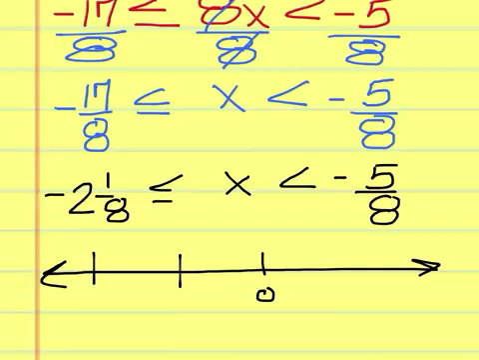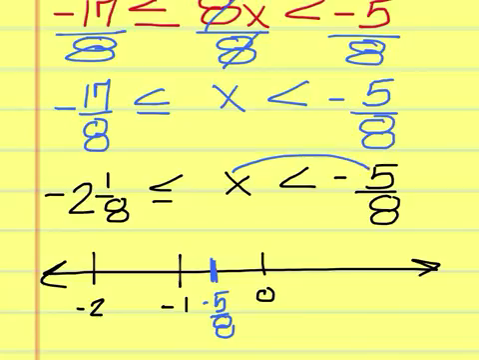Actually, we need 3 on there, but we can just go off to the left-hand side of that negative 2. So negative 2, negative 1. A negative 5/8 is just a little more than half, so it will be approximately right here. That's a negative 5/8. And x is less than that, so it's an open dot, and it goes this way.